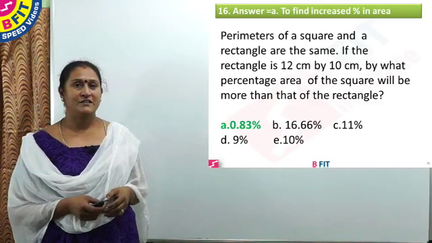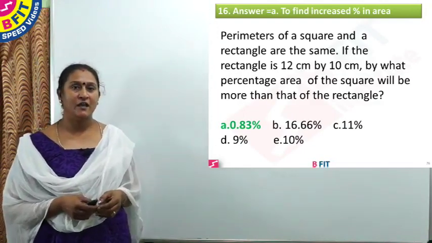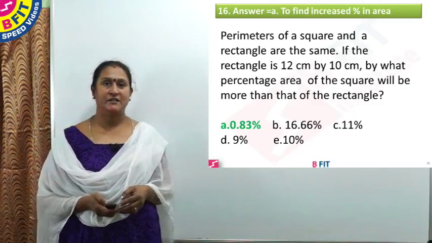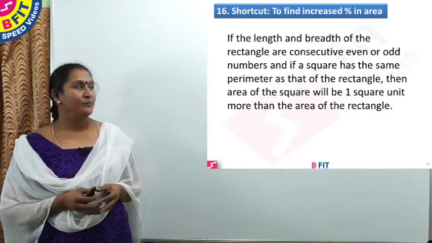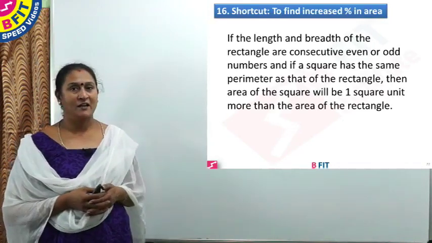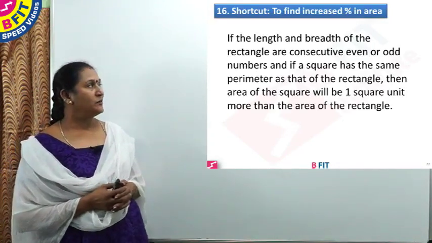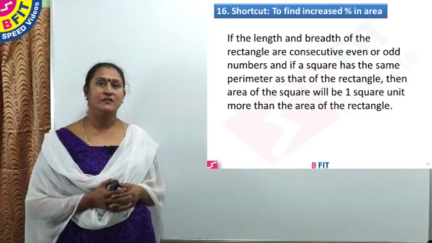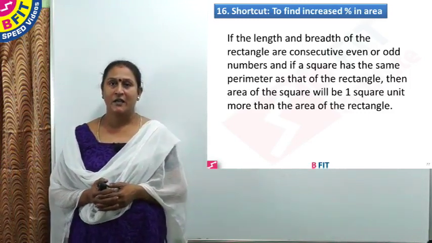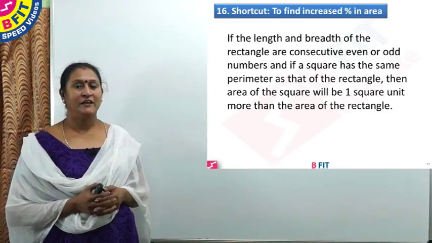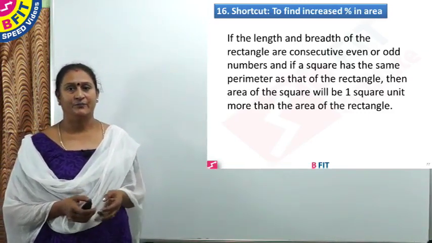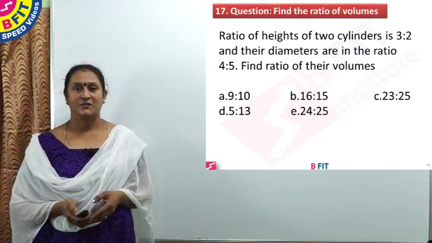And answer for question number 16 is option A, 0.83%. And the shortcut here is, when the perimeter of square and rectangle are same and length and breadth of the rectangle are two consecutive even or odd numbers, area of the square will be 1 square unit more than the area of the rectangle. So we'll see the next question.